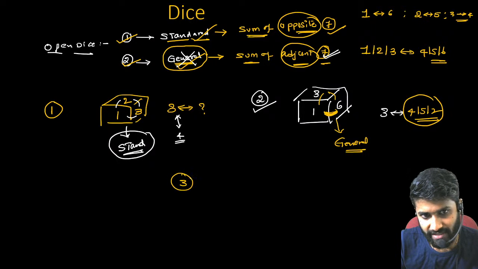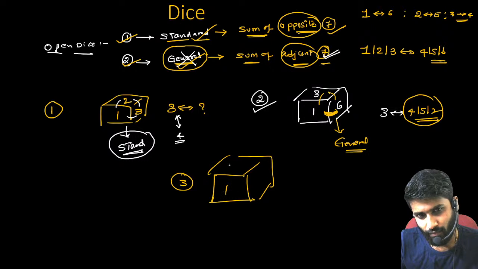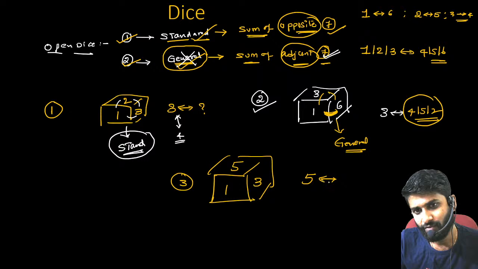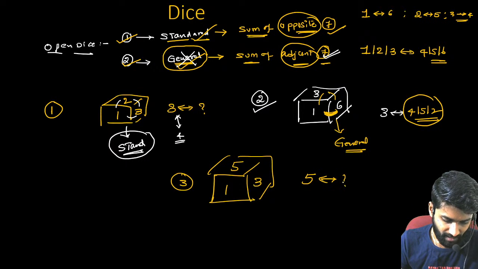Let me go to one more example. The numbers are 1, 5, 3. What is the opposite number of 5? What is your answer? What is the opposite number of 5? First, if it is a single die that is rolling, just identify that.